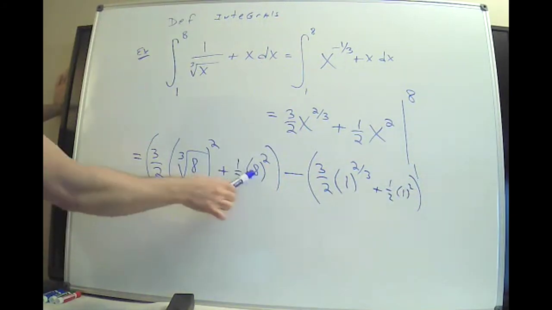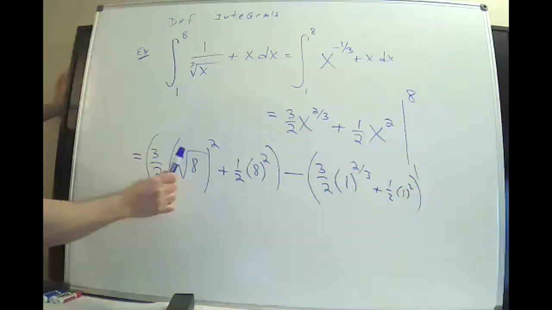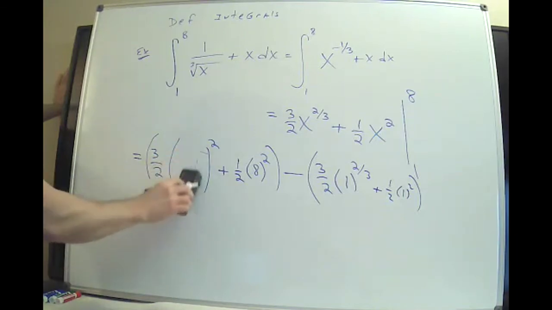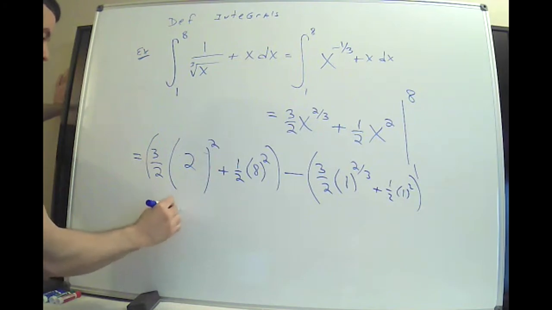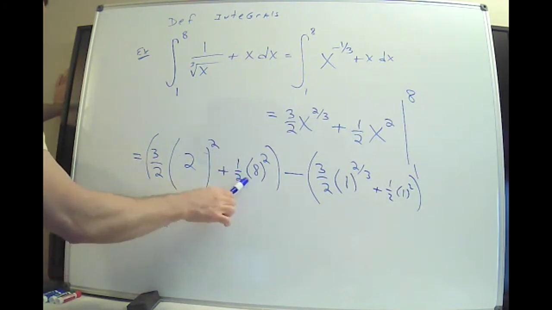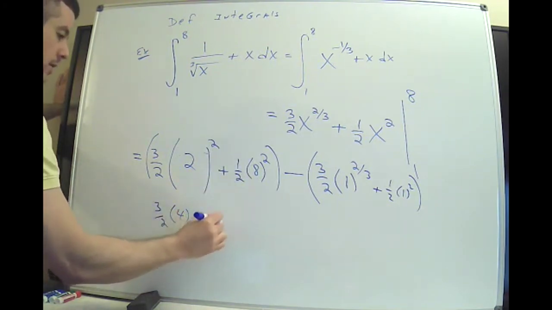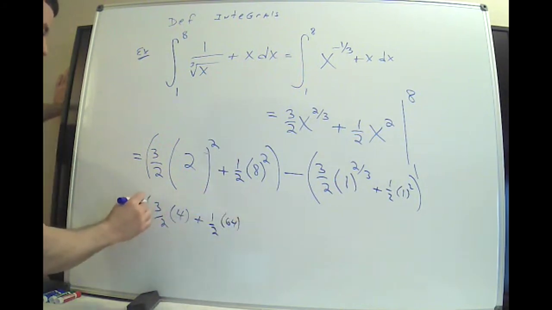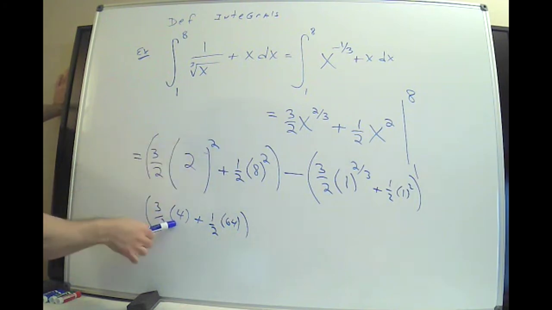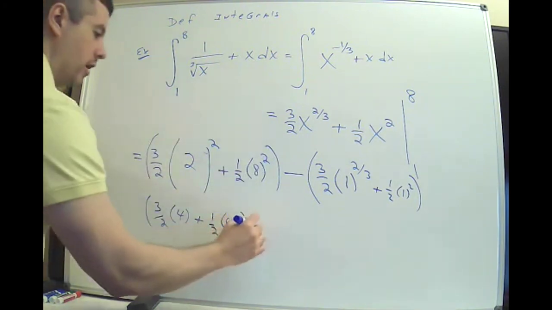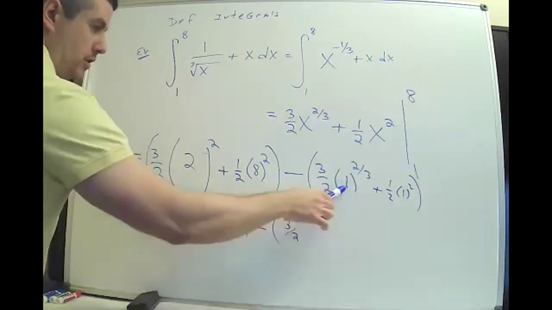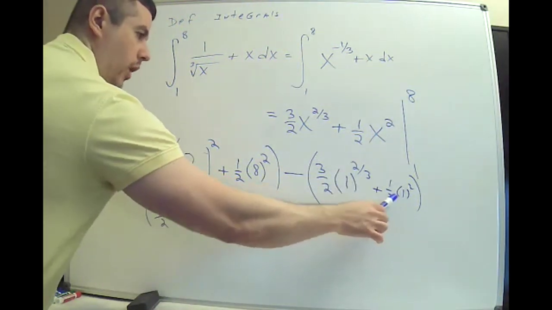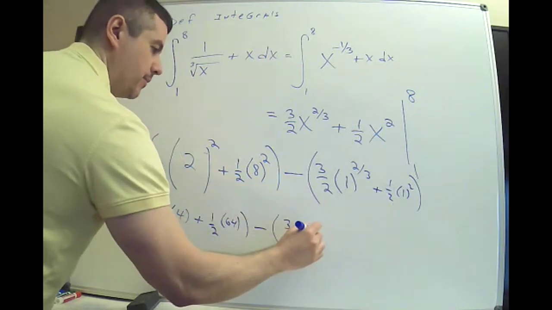So back to here. I plugged in 8. The cube root of 8 is 2. So through the magic of erasing, cube root of 8 is 2. 2 squared is 4. So put a 4 there. Plus, now 8 squared is 64. I'm going to end up taking half of that. I don't want to skip anything. I'm going to write it all out. All right. So I did the cube root of 8 and got 2. And then 2 squared is 4. I did 8 squared to get 64. Take away 1 to the 2/3 is 1. And 3 over 2 times 1 is 3 over 2. 1 squared is 1. And you have to do 1/2 times that.